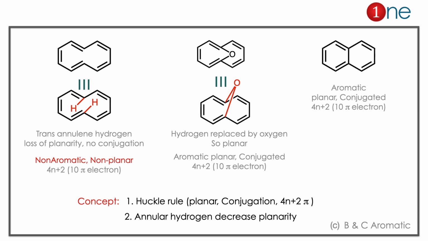Here you have to learn 2 important concepts. One is the Huckel rule. The Huckel rule says the compound has to be planar and conjugated, and it should have 4n plus 2 electrons. Then annular hydrogens decrease the planarity. The loss of planarity disturbs the conjugation and disturbs the aromaticity.